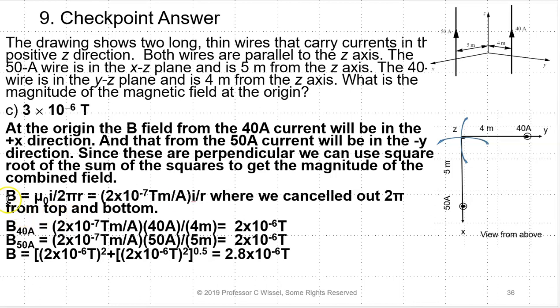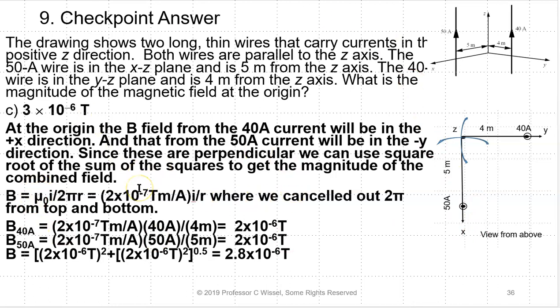So we're going to say B equals mu naught I divided by 2 pi r, or 2 times 10 to the minus 7 Tesla meter per amp times I divided by r. Now we canceled out the 2 pi from mu naught to get rid of that. Whenever you have to compare anything in a problem, get rid of the constants, okay? Take care of things like this 2 pi and the mu naught.